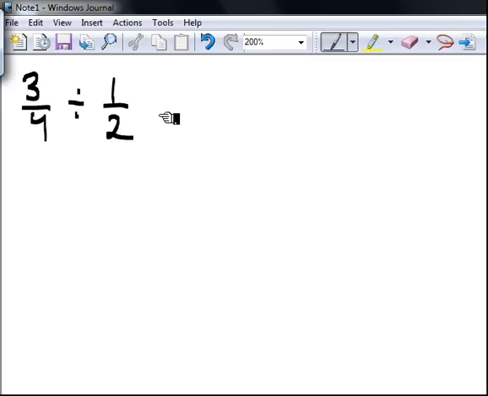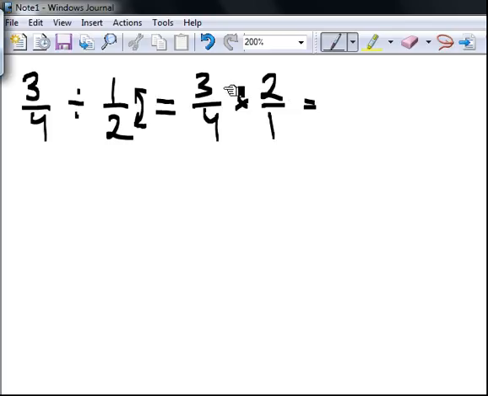this as a multiplication. So any type of division we can write as a multiplication if we take the second fraction and turn it upside down. So the first fraction is always going to be the same, 3/4, but multiplication, and then 1/2 becomes 2/1, and then we can do the multiplication.